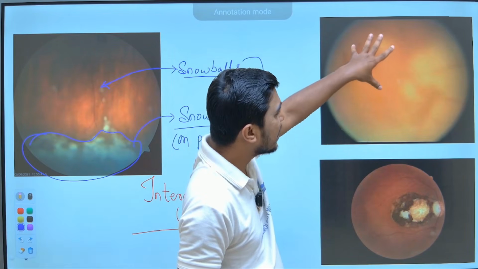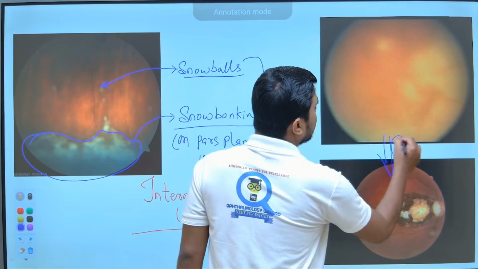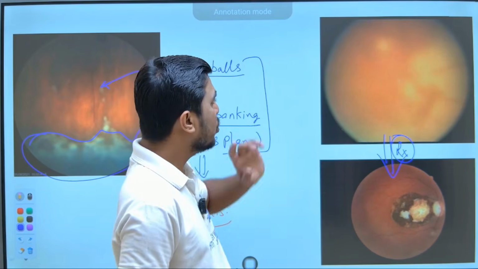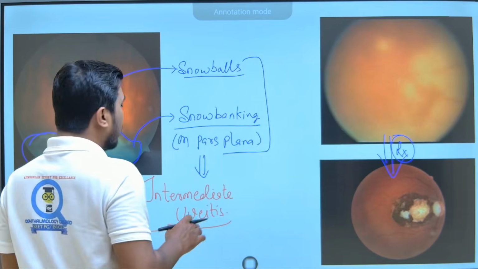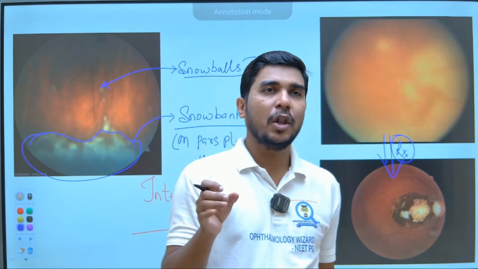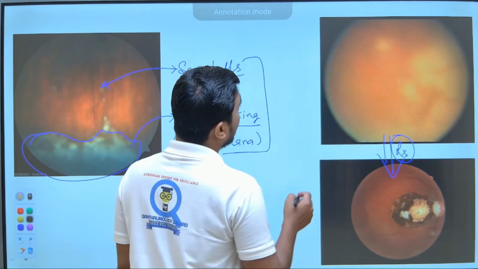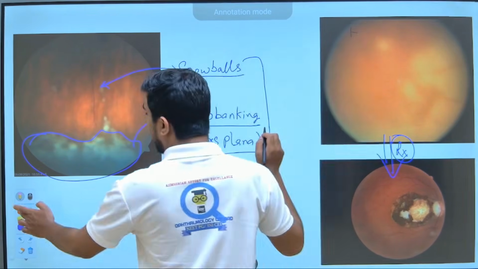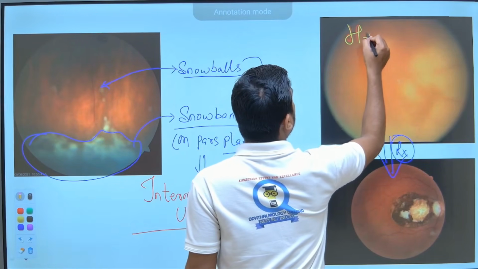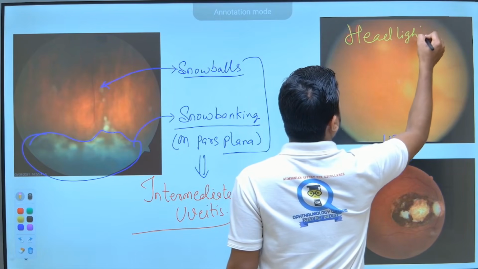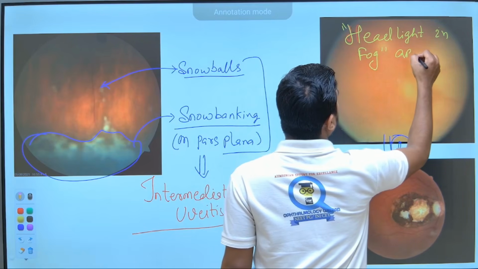Understood? Now coming to that important thing, let me tell you one thing. This important condition, on treatment, becomes like this. Now what is that? Can you see? You cannot see. It is a very foggy appearance. Whenever you drive your car in fog, you can only see the headlight of the car. So it is looking like that. So what can I call it? I can call it headlight in fog appearance.